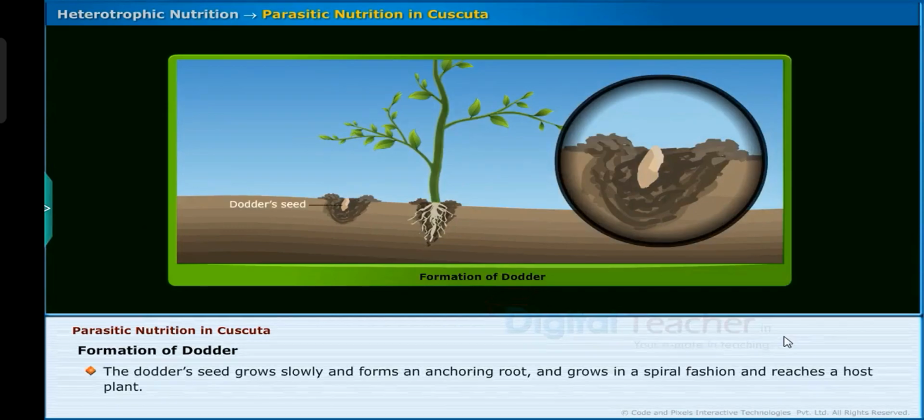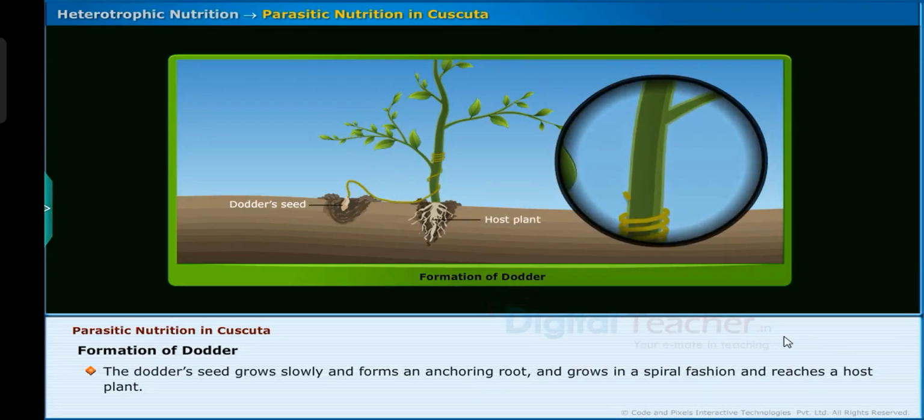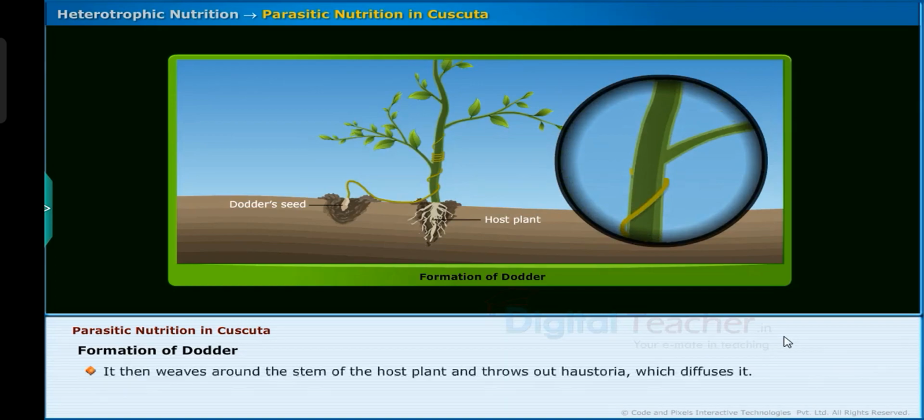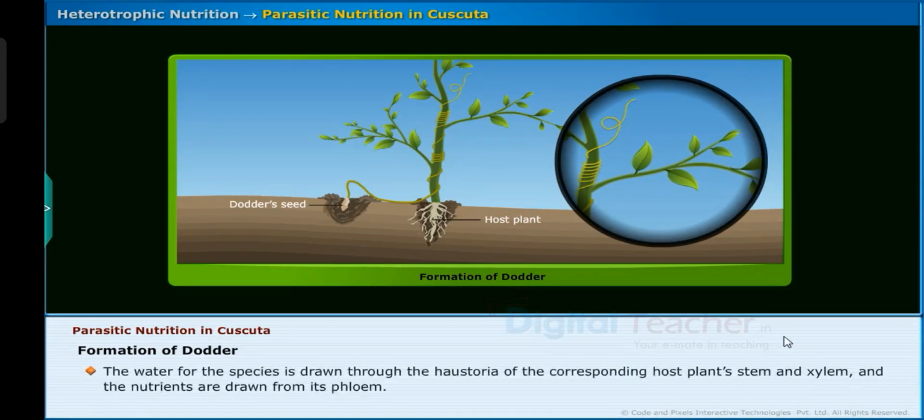The dodder seed grows slowly and forms an anchoring root and grows in a spiral fashion and reaches a host plant. It then weaves around the stem of the host plant and throws out haustoria, which penetrate it. The water for the species is drawn through the haustoria from the xylem of the host plant stem, and the nutrients are drawn from its phloem.